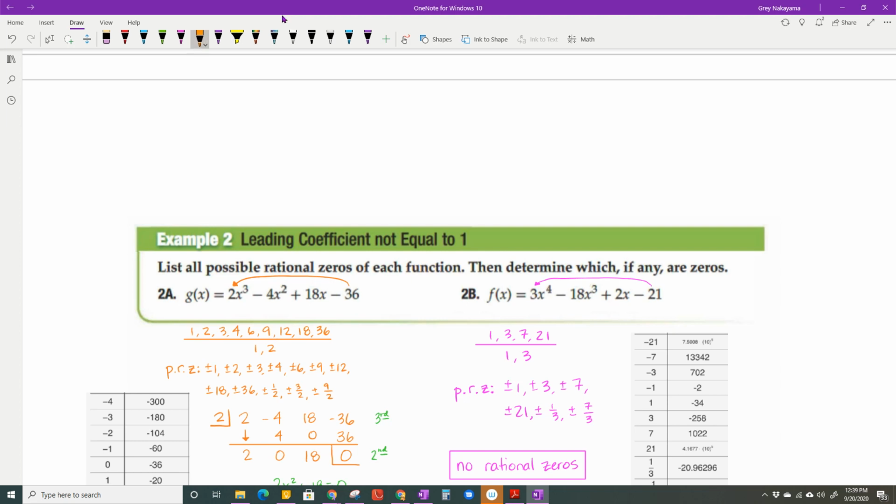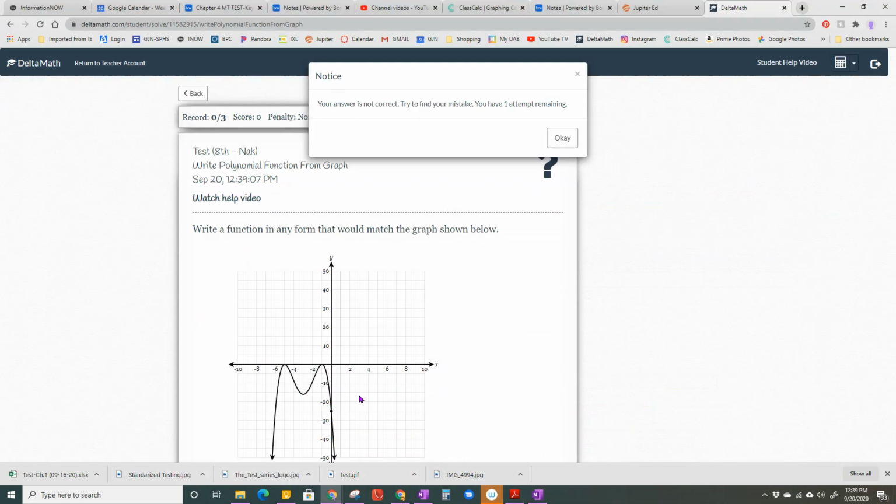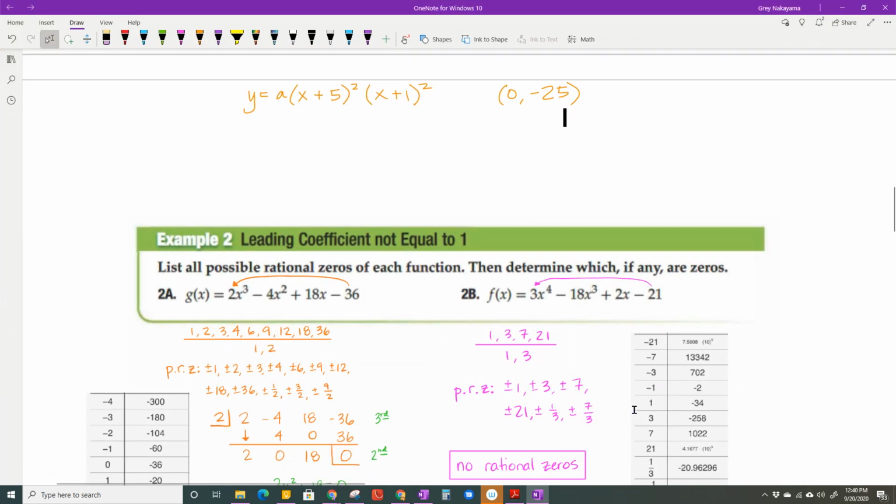So I had basically y equals a times x plus 5, which came from negative 5, and x plus 1, which came from negative 1, and they were both squared, and I think I had the point 0, negative 25. Let me go back to that graph real quick and look. Negative 1, negative 5, and I had 0, negative 25. Okay, I don't want to push that yet. All right, so I'm going to go put those in. So this is negative 25. Don't know what a is.